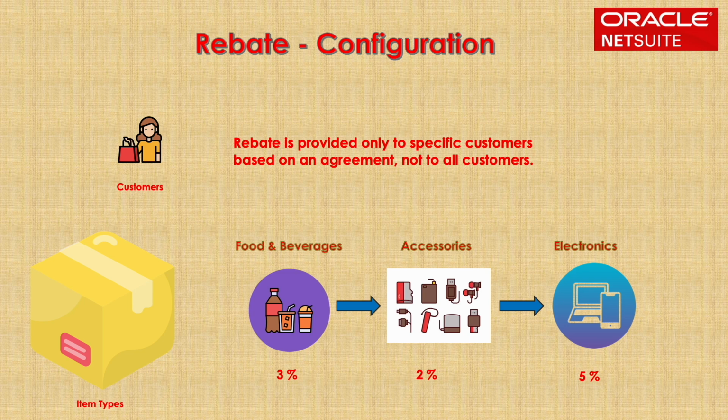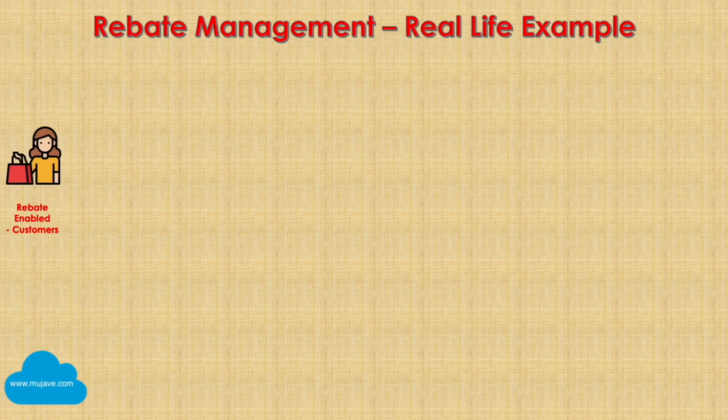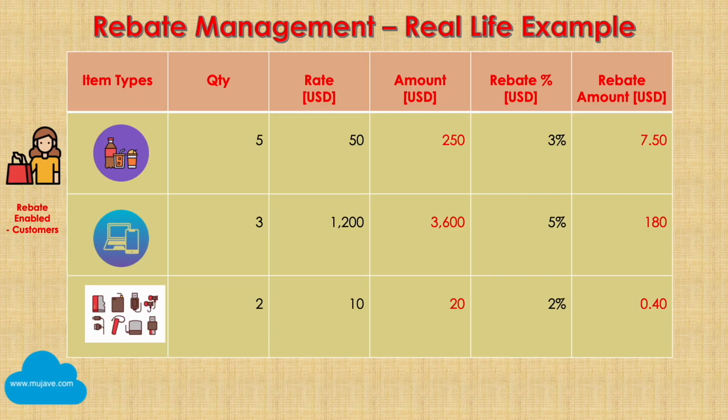So, we are looking at two major challenges here. One, how do we configure rebates only for specific customers, our key customers? Two, how do we manage different rebate percentages for different item categories? This is the exact challenge we are going to solve in this course.